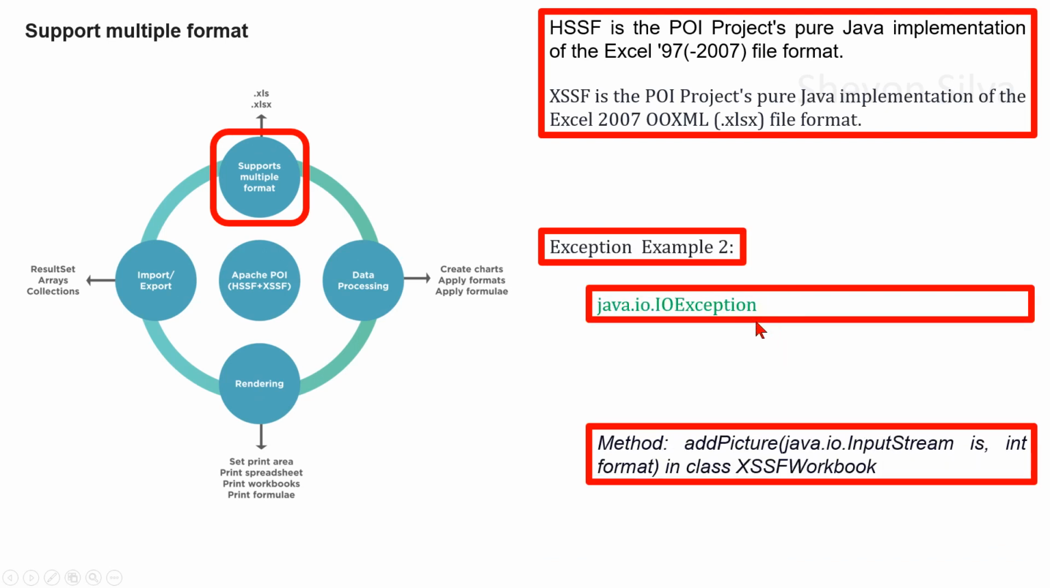As an exception example 2, we can consider java.io.IOException. It can be thrown in method addPicture(java.io.InputStream, int) in class XSSFWorkbook.